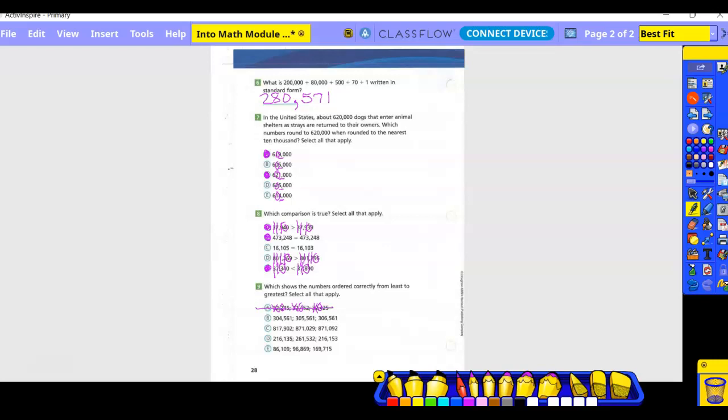What about the next one? We have 304,000, 305,000, 306,000. Is that correct? Yes. Because it goes least to greatest. We have 817,000, 871,000, and 871,000. So the first one is for sure correct. The next one has 871,000 in each, so we can get rid of that. And then it's 29 to 492. Yes, so is that one correct?